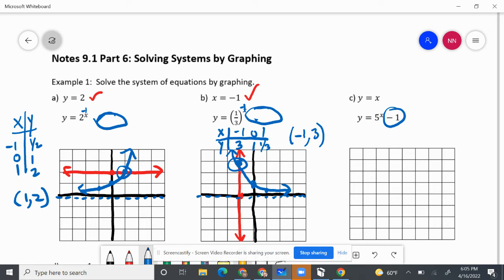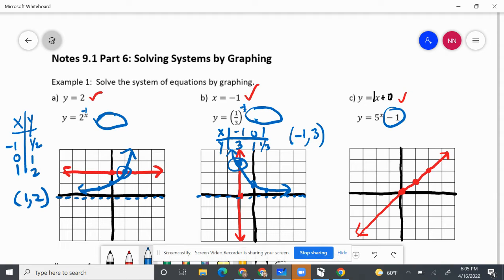For the third one, once again, what I like to do is start off with the easy graph, and that would be my linear graph. So I have y equals x. Remember, that's the same thing as y equals 1x plus 0. So I have a point at 0. I go up 1 over 1. And that right there gives me a linear equation.